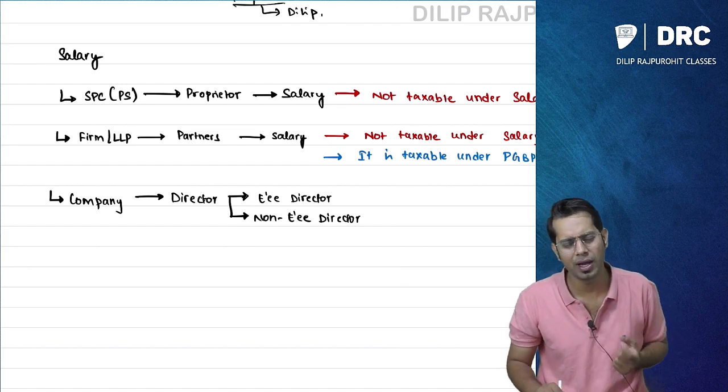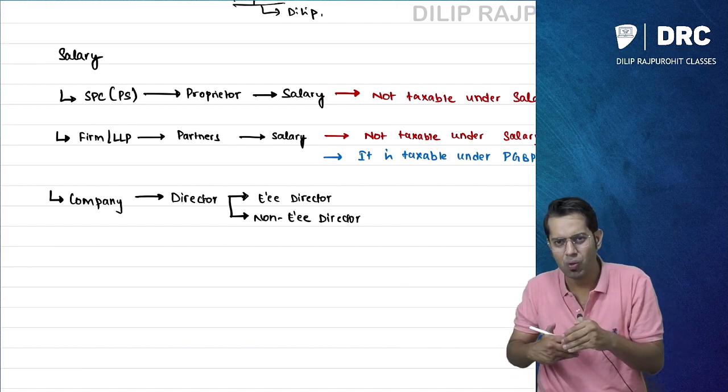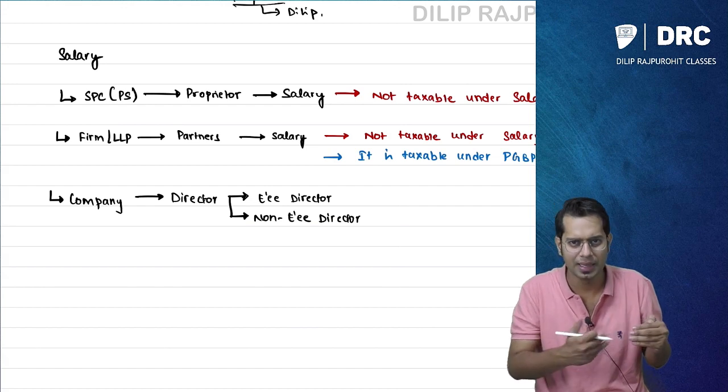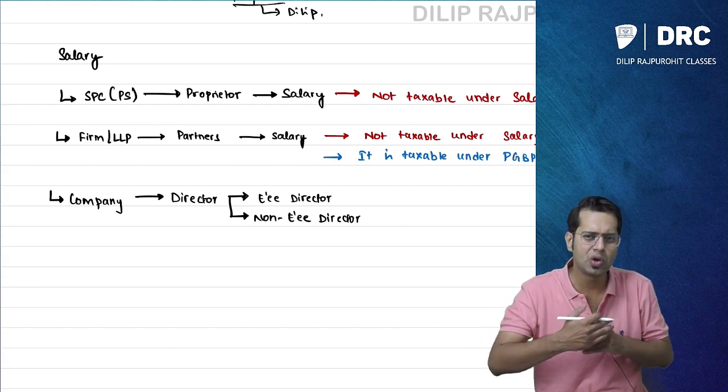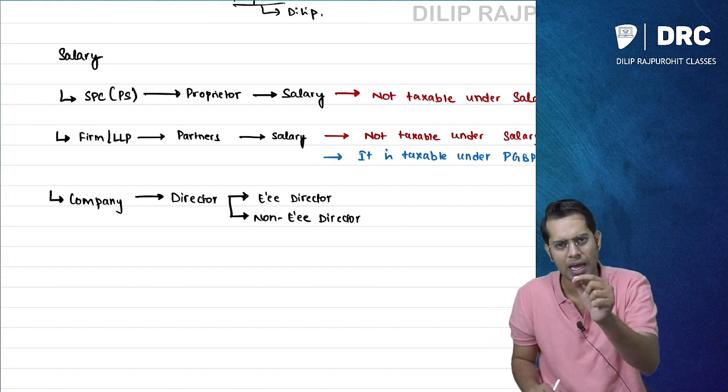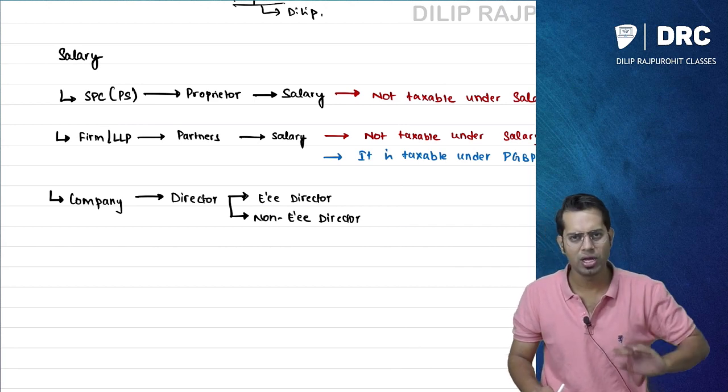What do you mean by employee director? Those directors who are involved in the day-to-day functioning of the company are called employee directors.